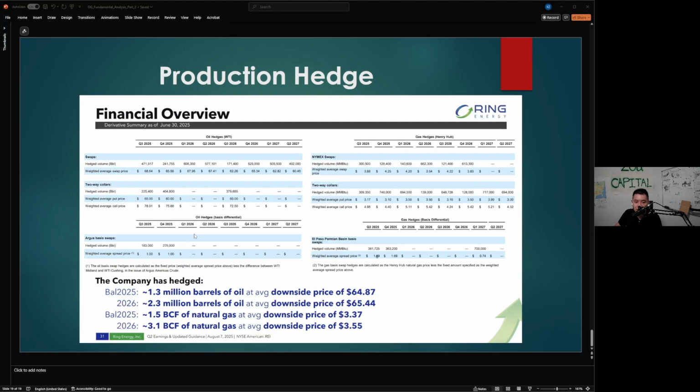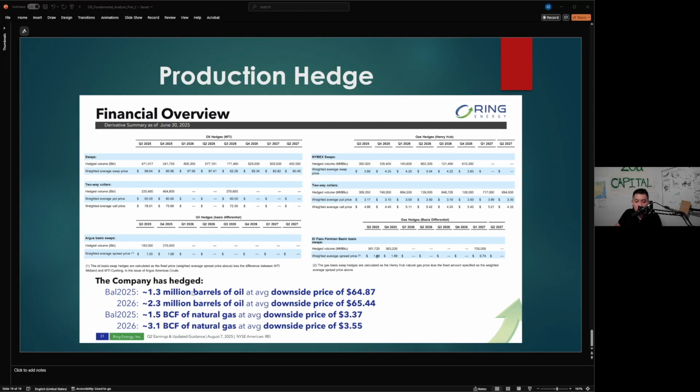If you are not familiar, hedging is a risk management strategy used by companies and investors to protect against unfavorable price movements in the market. It is like insurance. You pay a cost today to reduce the chance of losing money in the future. Companies will usually tell you the amount of production hedged in their investor presentation or SEC filings. Here I have an example from Ring Energy as of Q2 2025.